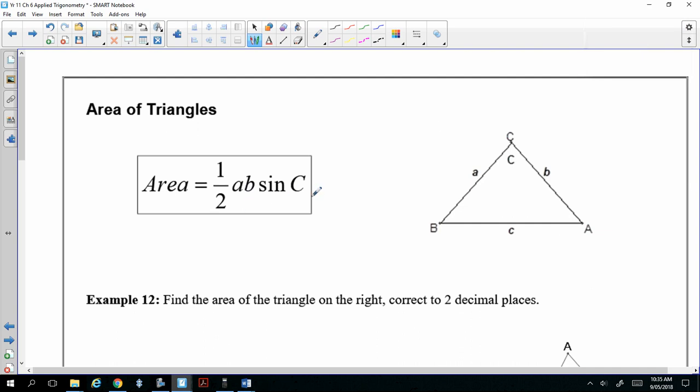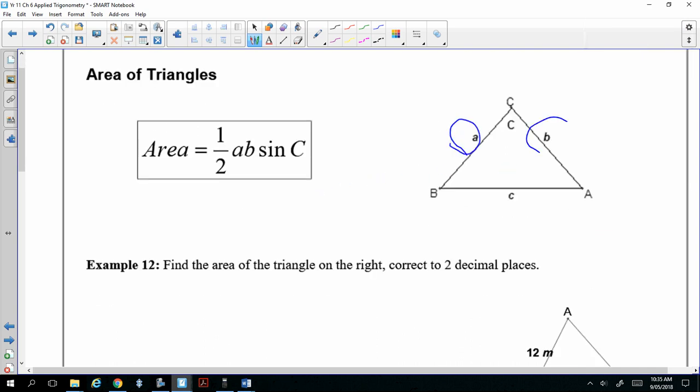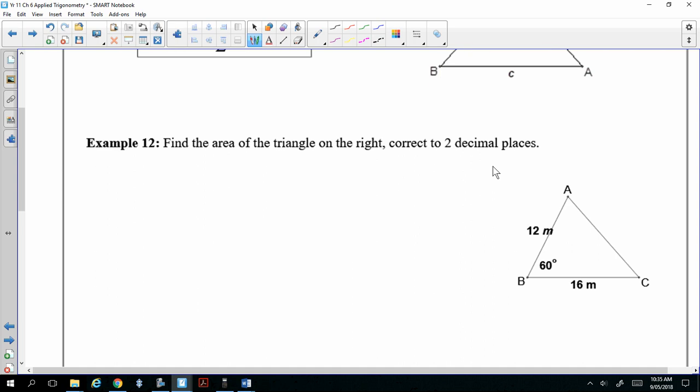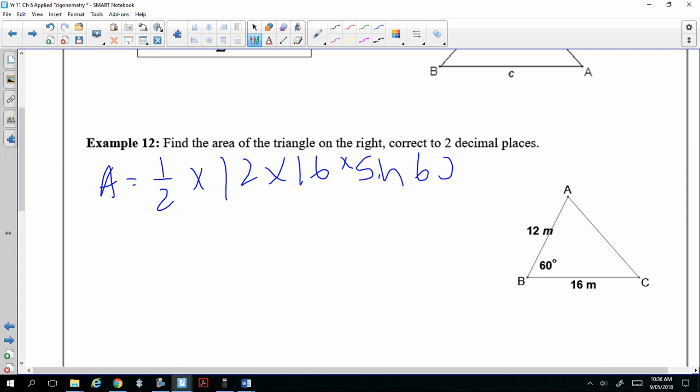Just half AB sine C, okay? So use it when you have two sides and an angle in between, rather than a perpendicular height, and you can find the area of the triangle. First, we're going to find the area of this triangle given. So what you do is you go, area is half times 12 times 16 times sine of 60.